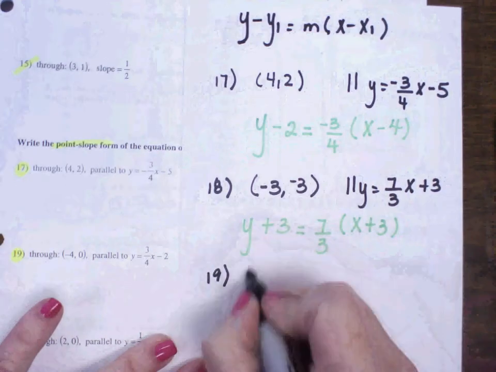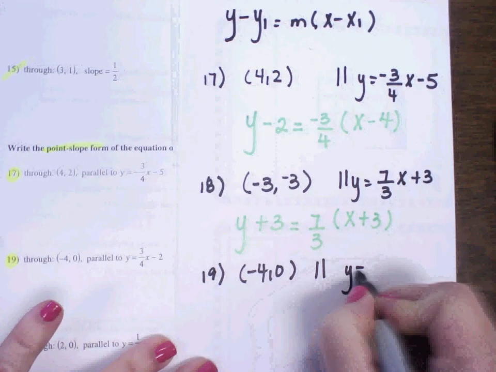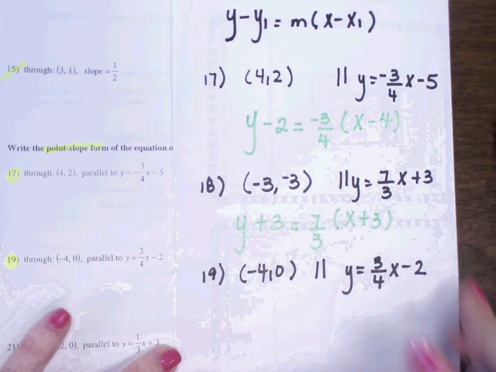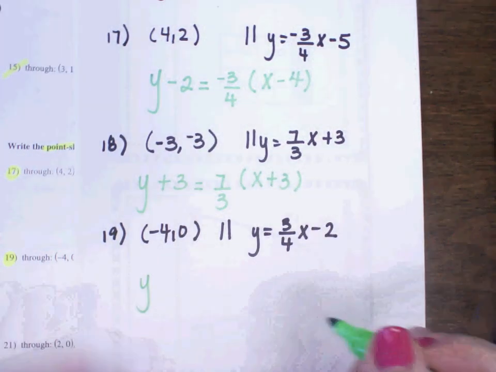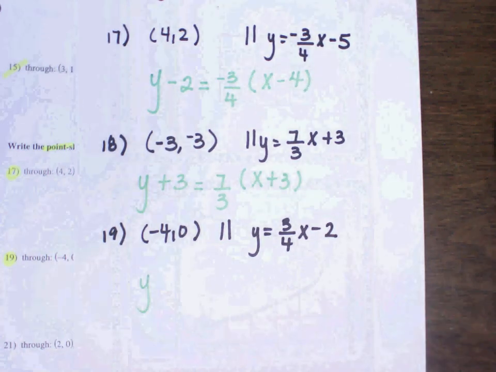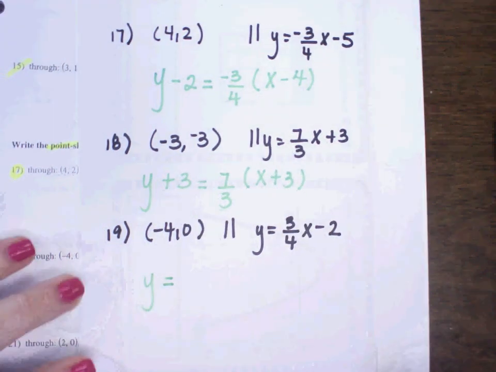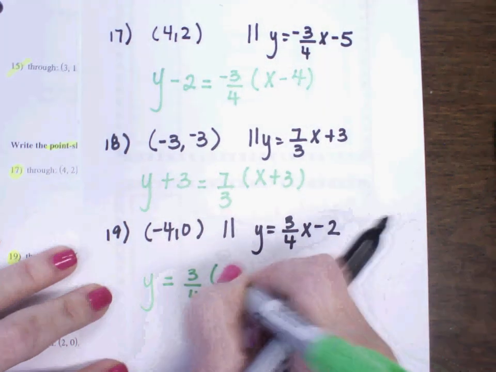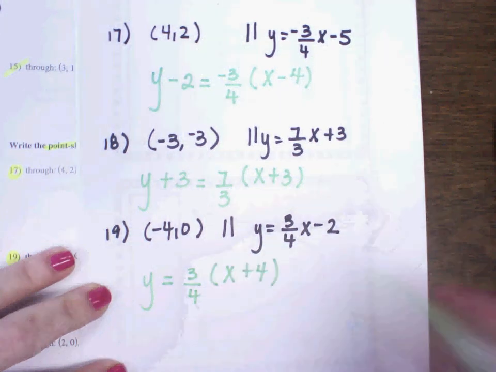For 19, it goes through the point negative 4 and 0, and it's parallel to 3/4 x minus 2. Say that again. Very good, because you don't have to say y minus 0. Good job, Orlando. Give your family 50 points. Very good. And what's my slope? 3/4 x plus 4. X plus 4.